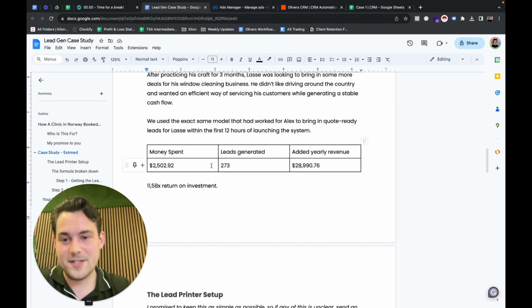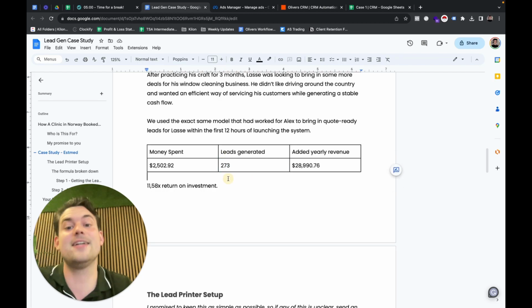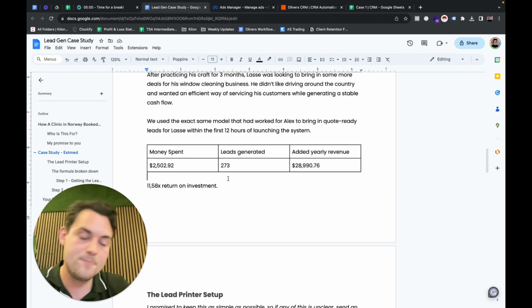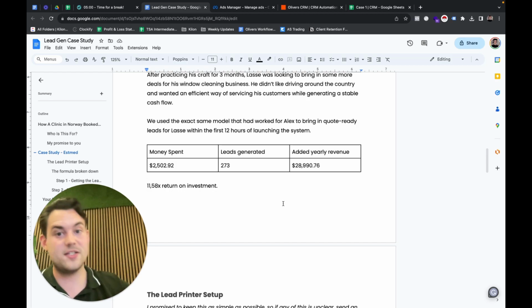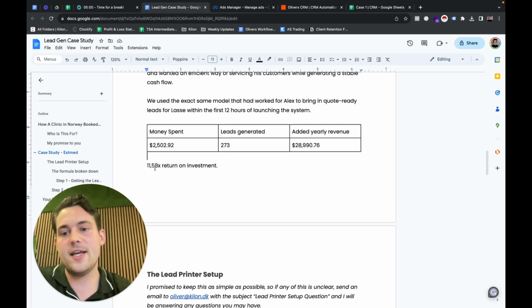The amount of money we spent here was $2,500. It generated exactly 273 leads as of today, which equals about $28,000 in added yearly revenue. Because it's a subscription, if you calculate out the whole year, it's 28,000. So that would be a 11.58 return on investment here.